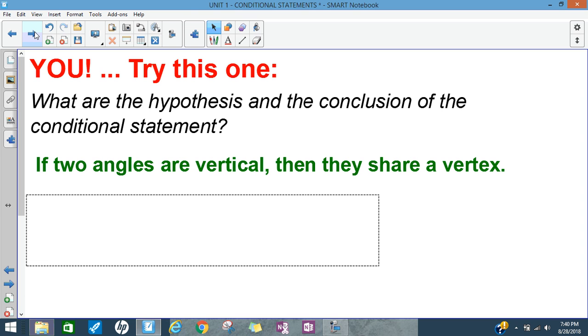So here's a place where I definitely want you to pause. I want you to look at this green conditional statement, and I want you to identify the hypothesis and the conclusion, P and Q, just like we did, and then I want you to press play, and I'll go over the answer. So my hypothesis is everything between if and then. Two angles are vertical. My conclusion is everything that comes at the end after the word then. They share a vertex.